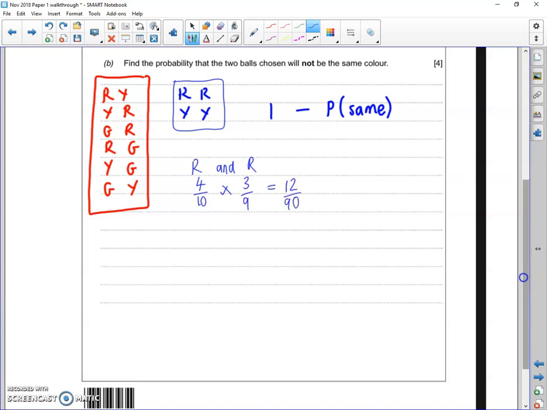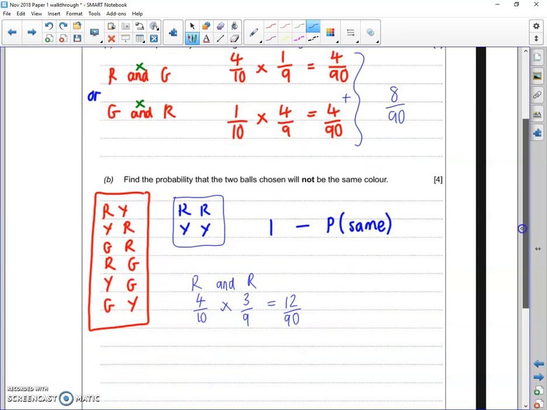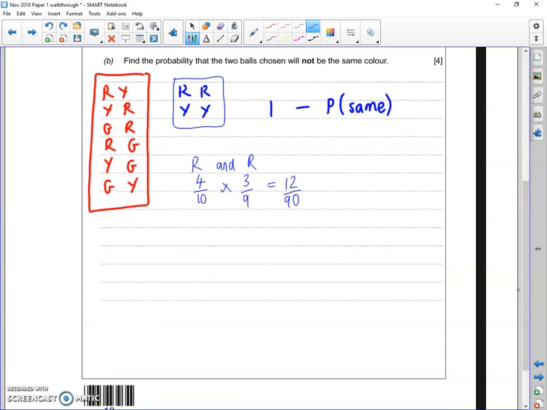Okay. How many yellows are in there to start with? It's 5. So chance of getting yellow and yellow again is 5 out of 10 times 4 out of 9, which is 20 out of 90. It doesn't matter which one of those. This is the OR rule. So that gives us 32 out of 90. That is the probability of them being the same.